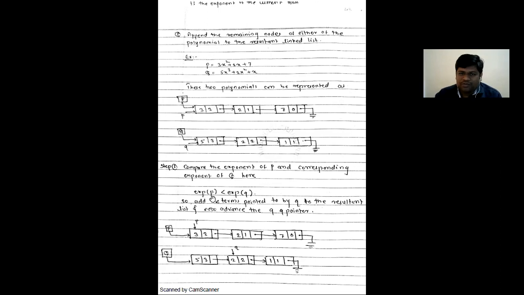Now P is initially pointing to which node? The P pointer points to the starting node, and here the Q pointer is pointing to the first node. So what is the value of the first node in Q? 5, 3. And what is the value of the first node of P? 3, 2, right? Now do the comparison of their exponent values.